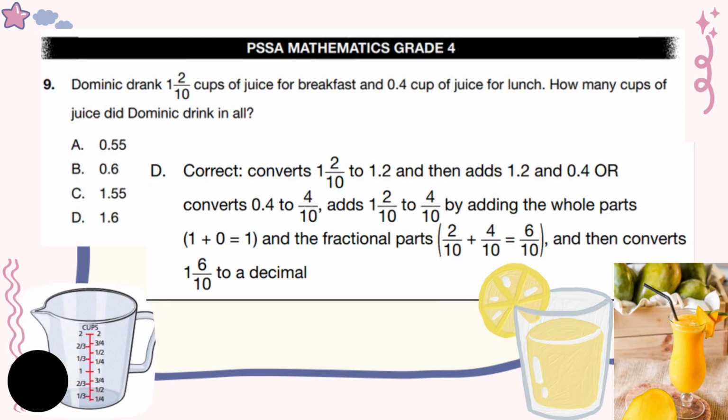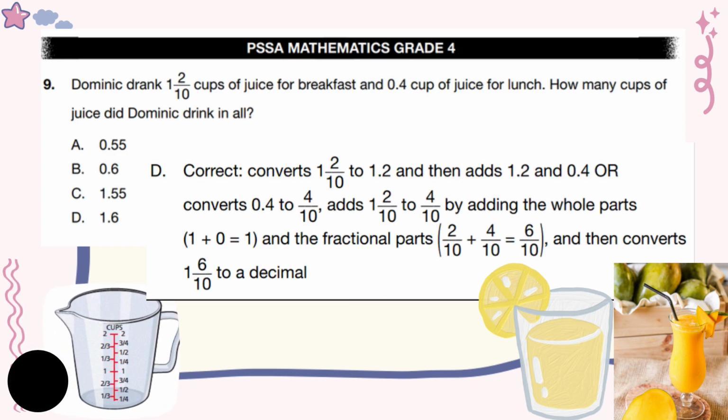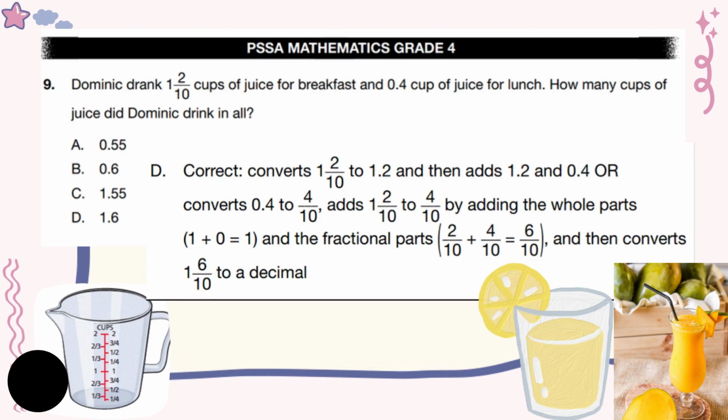So first you need to convert 1 and 2/10 to 1.2 and then add 1.2 and 0.4, or convert 0.4 to 4/10 and add that. So adding the whole parts, that is 1, because 1 plus 0 is 1. The fractional parts, that is 6/10, then convert 1 and 6/10 to the decimal. So the answer is D, 1.6. That is the cups of juice Dominic drank in all.